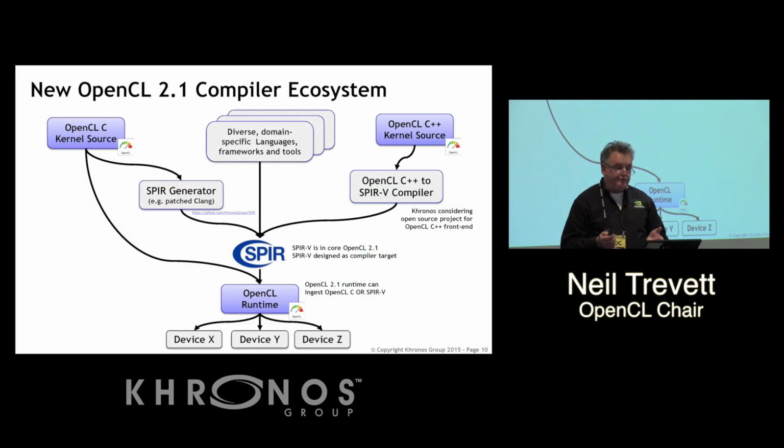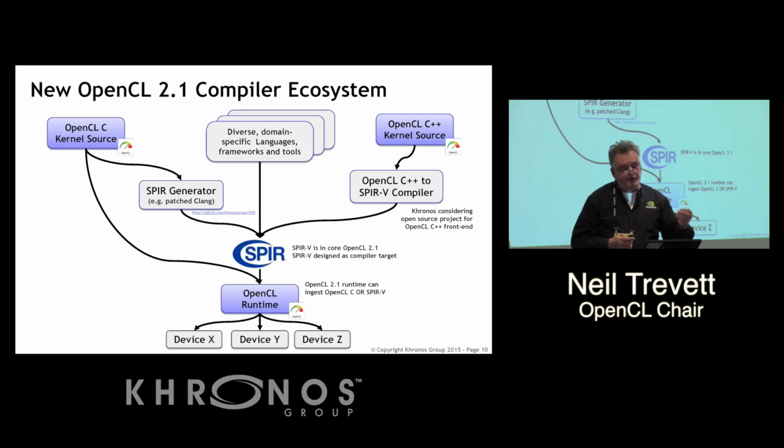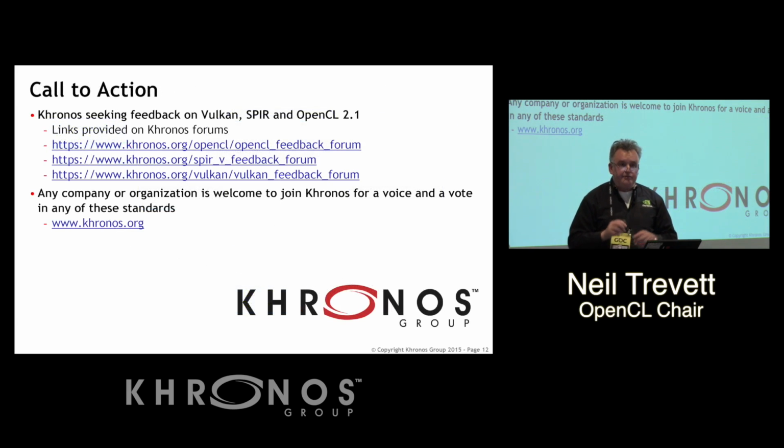So the way it works, if you have OpenCL 2.1, you still have the traditional way of taking OpenCL C and having the runtime, having the driver ingest it directly in source form and compiling and running it. But now we have SPIR-V. So you can have a SPIR generator that takes OpenCL C and converts it to SPIR for ingestion that way. But this means we can have a diversity of new languages that also target SPIR-V, and of course OpenCL C++, which is a part of the specification of OpenCL 2.1 through SPIR-V being ingested into the runtime. So that's the high-level overview.